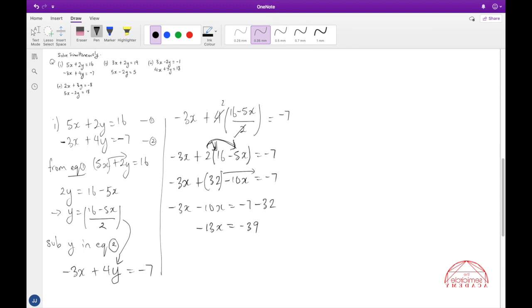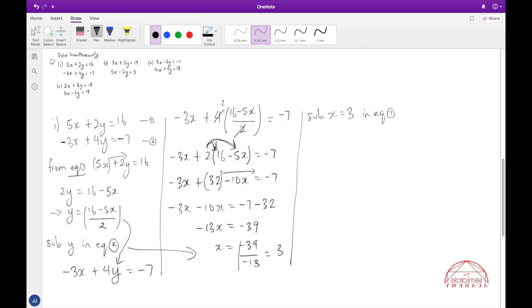So therefore x is equal to negative 39 divided by negative 13. The negatives will cancel and I will get x to be 3. Right? So now that we have x is 3, we sub x equals 3 in any of the equations, really, it'll work. And since we used equation 2 to get this x is equal to 3, let's sub it in equation 1 just to be sure.